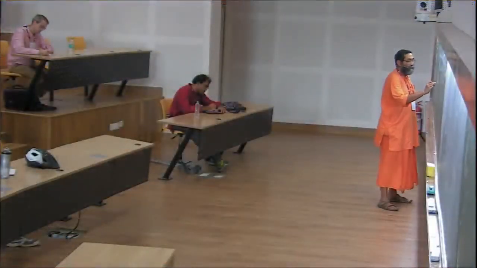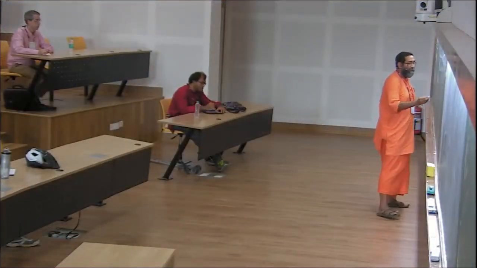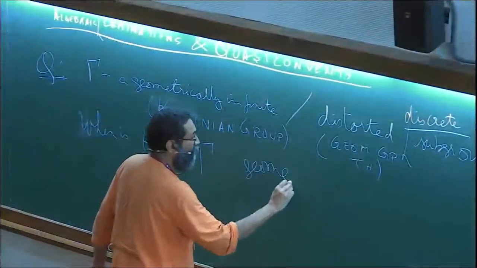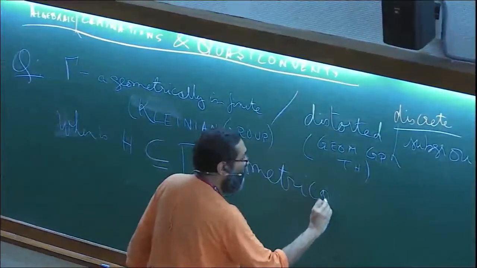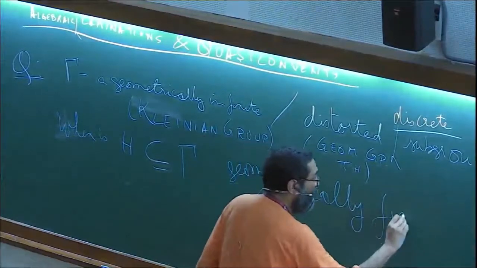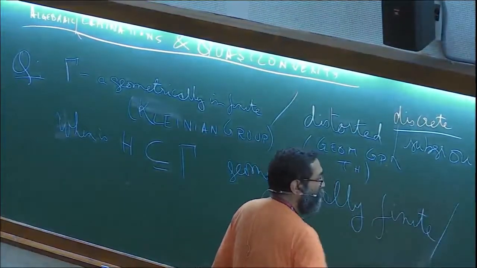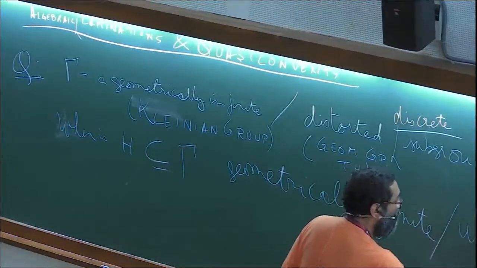When is H contained in gamma geometrically finite, respectively undistorted?